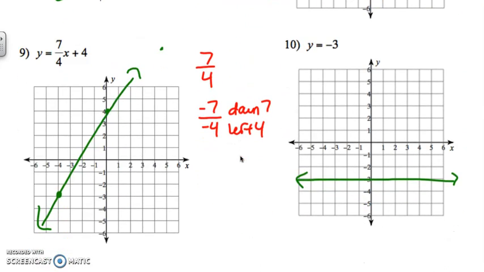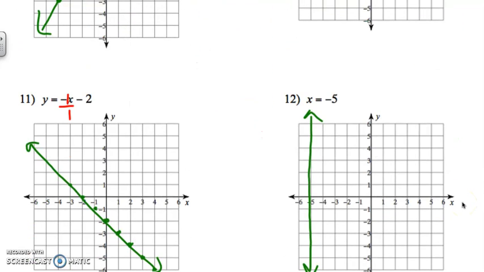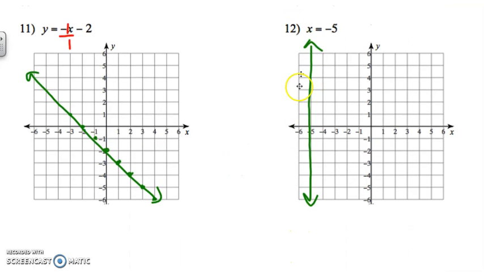On number 9, you would start at a positive 4, and then you would go up 7 and over 4, but you really can't since it's not on the graph. So you would go down 7 and left 4 by doing the opposite. On 10, that was a horizontal line through a negative 3. Same thing on 12. You had a vertical line through x equals negative 5.